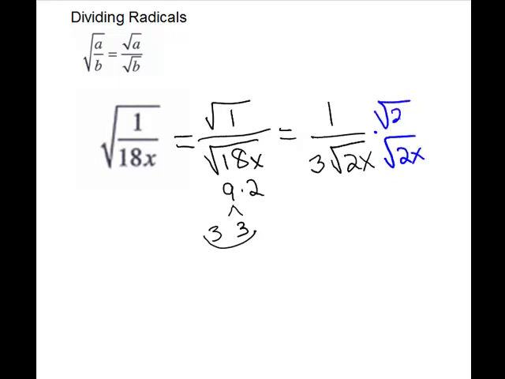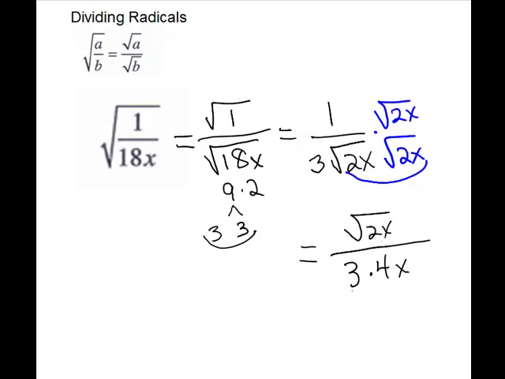Do the same to the numerator. On the denominator, this will remove our radical. We're still going to have the 3 down there, and it will be times 2x. And numerator, 1 times square root of 2x is just square root of 2x. Denominator, you can put that back together. So we have square root of 2x over 12x.